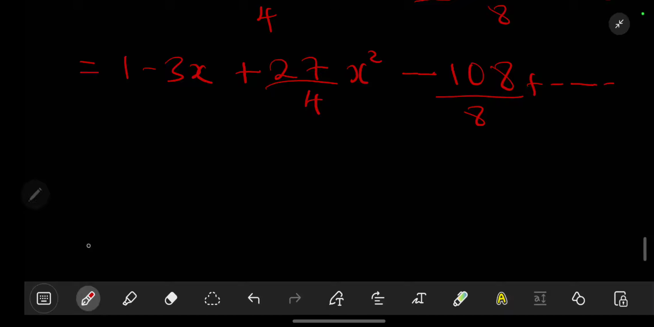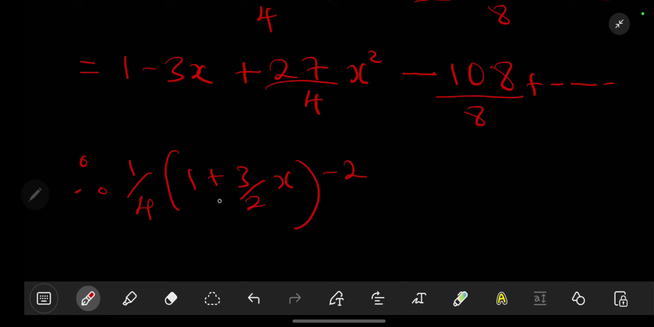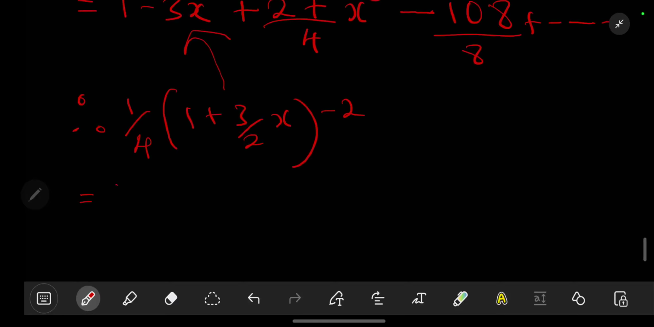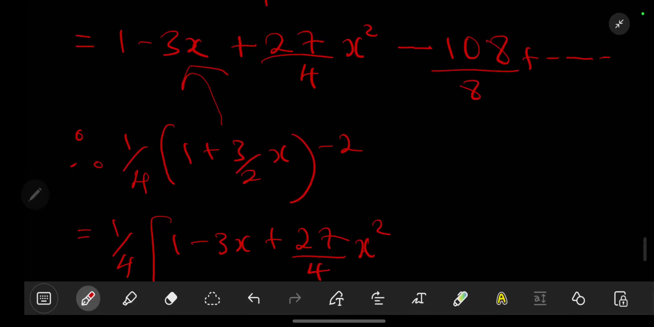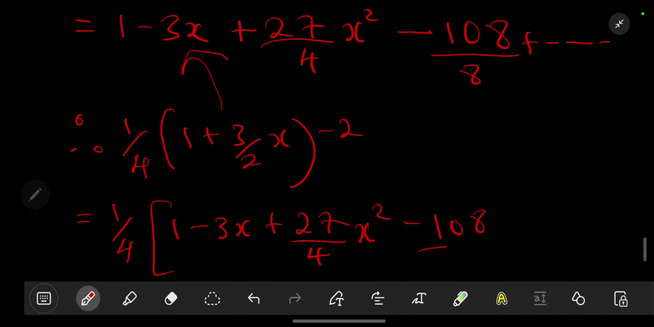So this was the expansion, but remember, we can say therefore 1 over 4 to the power of 1 over 4 times our 1 plus 3 over 2x to the power of -2. Remember, this is equal to this expansion without this. So we are just going to multiply 1 over 4. It's only that I don't have space. Then you have 1 minus 3x plus 27 over 4, x squared for that matter. Then you have minus 108 over 8 like that, plus dots.